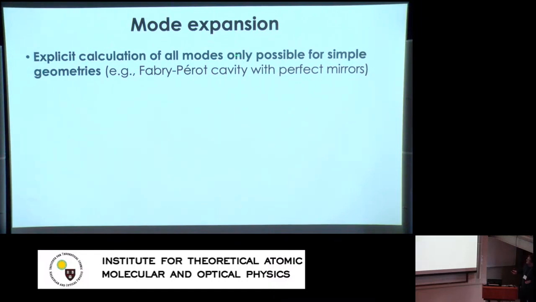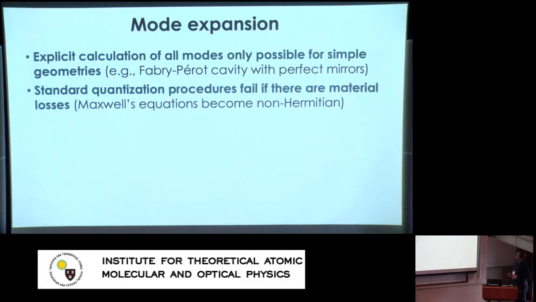If you think about it a bit, you realize an explicit calculation of all modes, especially if you need them to be quantized and you want to represent a realistic geometry, is really only possible for very simple models, or very simple geometries. For example, in a Fabry-Perot cavity, if you assume perfect mirrors, you know all the modes. Actually, you have the problem that it's not really a physical system because the mirrors in reality are not perfect. At high frequencies, they always disappear.